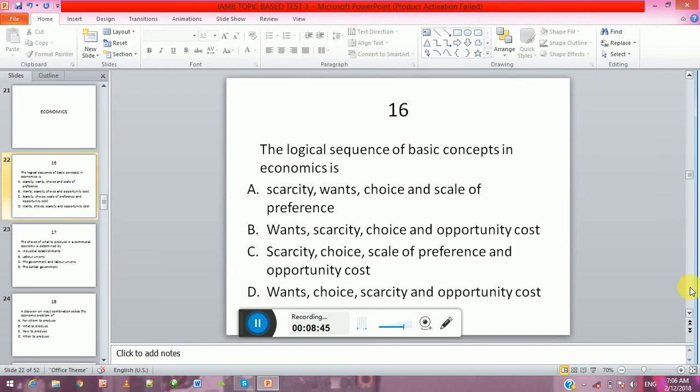Economics. The logical sequence of basic concepts in economics is A. Scarcity, want, choice, and scale of preference. B. Want, scarcity, choice, and opportunity cost. C. Scarcity, choice, scale of preference, and opportunity cost. D. Want, choice, scarcity, and opportunity cost.